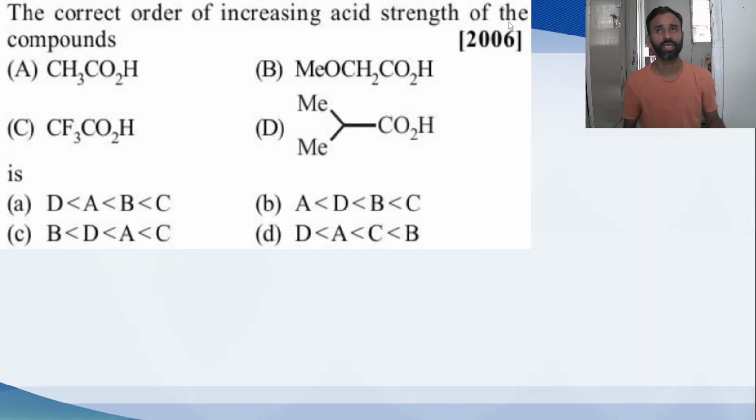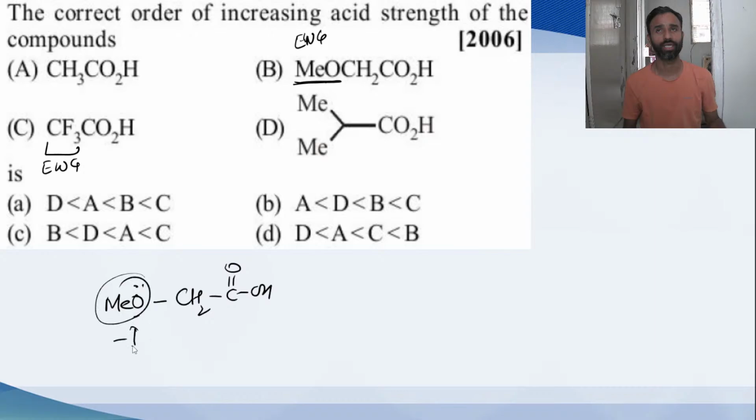Correct order of increasing acid strength of the compounds. Again, withdrawing group. Look at the withdrawing groups. This is an electron withdrawing group, CF3. OMe is also an electron withdrawing group, because it shows a minus I effect here only, because it is not nearest to the pi bond. So it shows only minus I, but the minus I effect of CF3 is more. C is most acidic, then it is B.